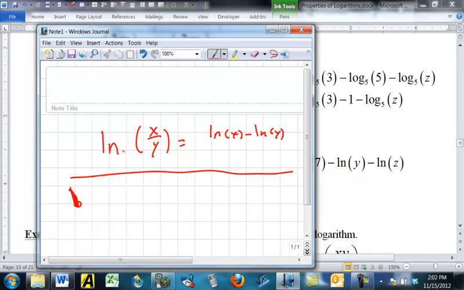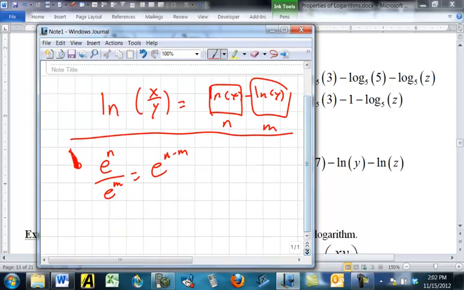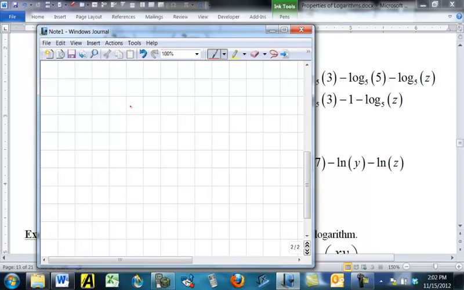Well, this is e. This is basically saying e to the n over e to the m is e to the n minus m. And basically, this is my n and this is my m. But some people get that confused by trying to say ln of x over ln of y is ln of x over y.